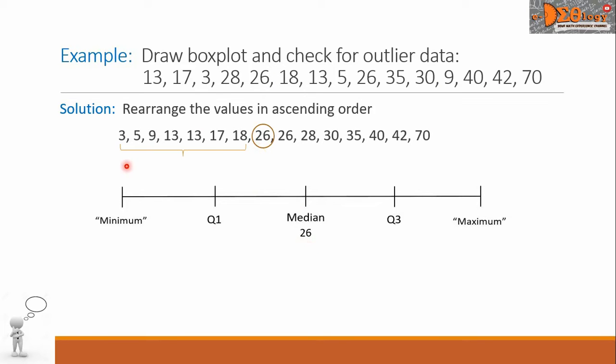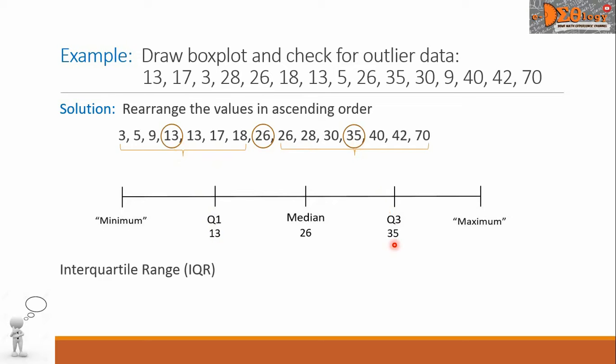On the left side of the median, we will take the middle value of this group, and that is the number 13. This is the first quartile. On the right side of the median, we will take the middle value of this group, and 35 is the middle value, and we call it the third quartile. So we write that value here.